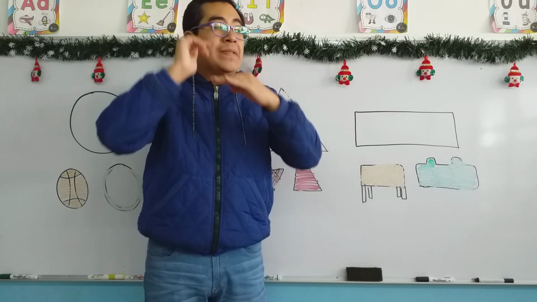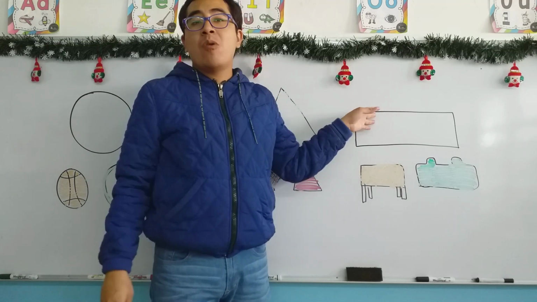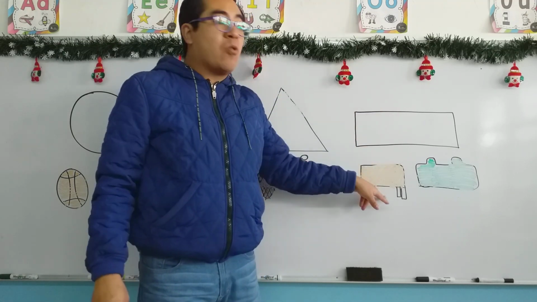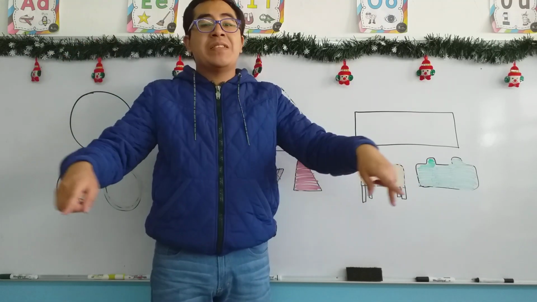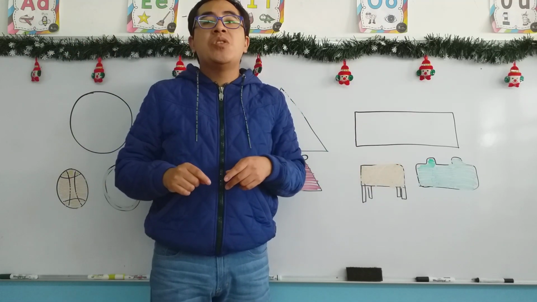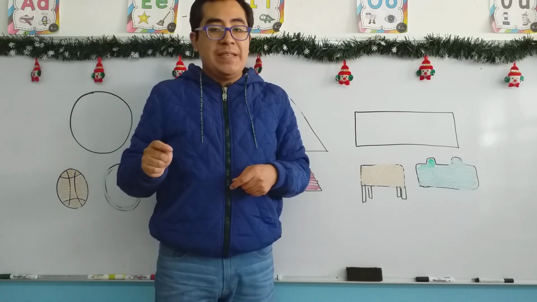The shortest. Now, objects that have a rectangular form are, of course, a table, okay? Remember, table, it's the object that we use to eat our food or to do our activities.